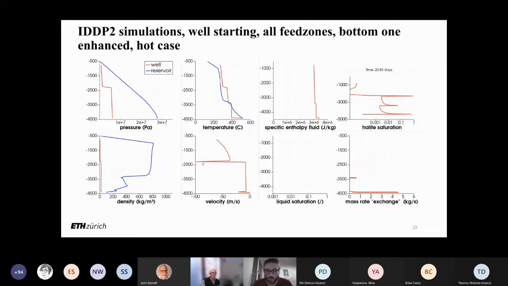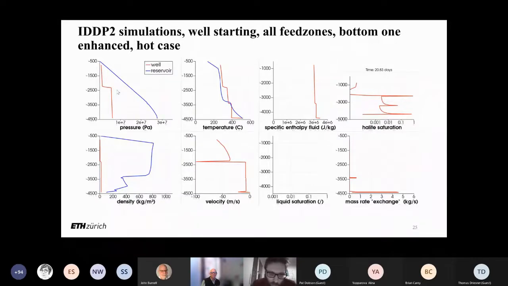The fluid coming from below suddenly needs to flow through a smaller cross-sectional area, so you have a big increase in velocity up to 100 meters per second, and this creates again a massive pressure jump, because this velocity generates a lot of friction in the fluid. So this is already at the edge, I think, of the physics of the well.